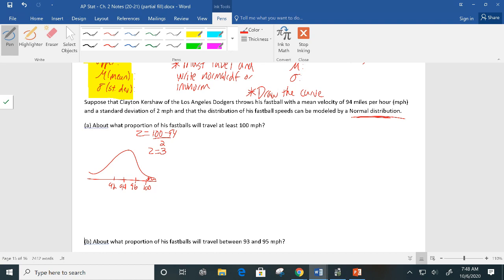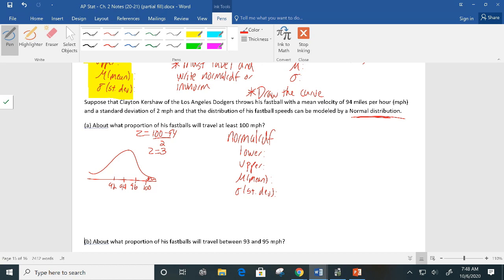Could you do it by that method? Sure. Should you know how to? Absolutely. But you can definitely use the calculator. So on the calculator, we're going to go to NormalCDF, because in this case, we're asked for a proportion that is at least 100 miles per hour. And it's going to ask us for several things. It's going to ask us for a lower bound, an upper bound, the mean, mu, and the standard deviation, sigma. So it's important that you label, like I've just done, and write out everything that you're dealing with.